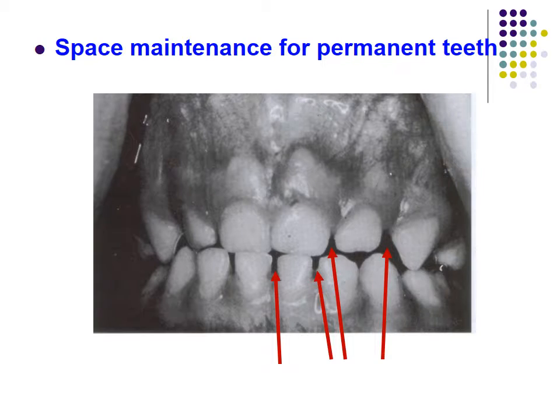Third importance is space maintenance for permanent teeth. Here in this picture you can see generalized spacing between deciduous dentition. It is how this deciduous dentition maintains the spaces for bigger permanent teeth.